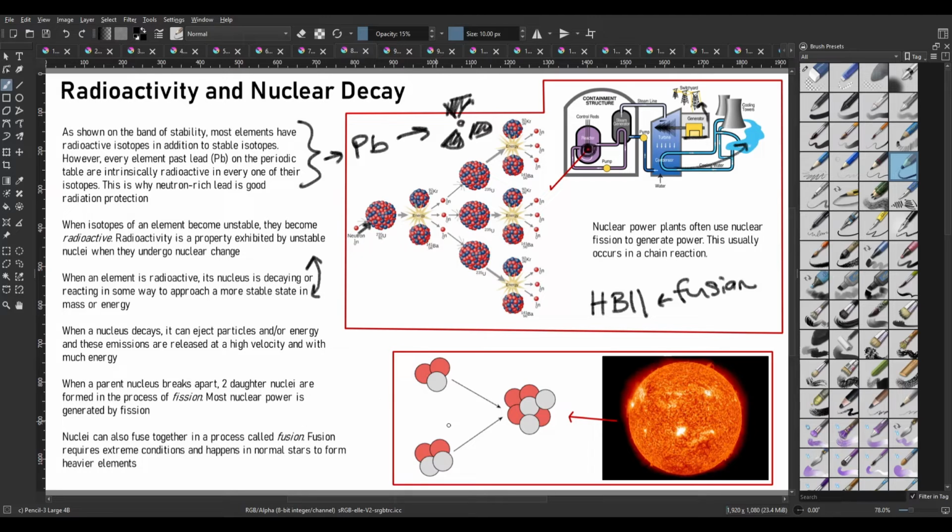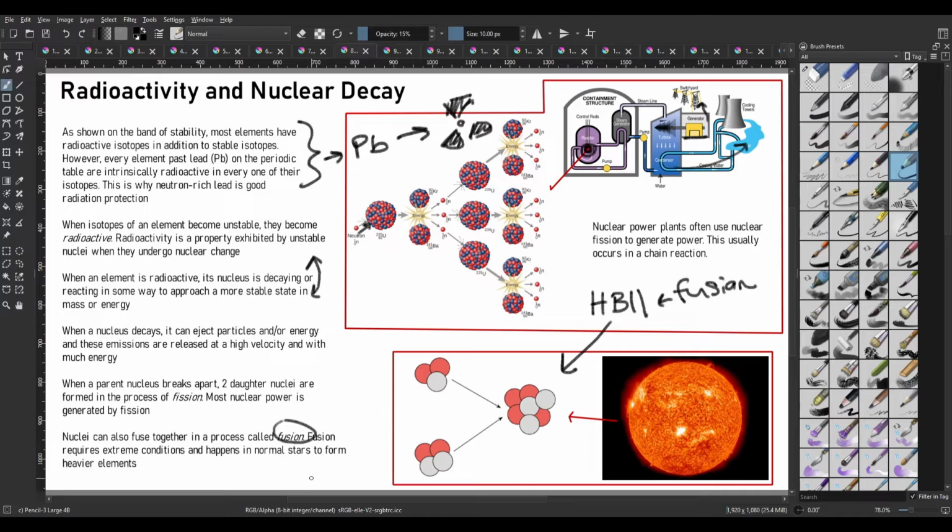And then on the flip side of things, we're going to be looking at fusion. Fusion is when nuclei fuse together. This is really only going to happen in extreme conditions, and it happens in normal stars like our sun here to form heavier elements, so elements like iron and that sort of thing. Not like hydrogen. Hydrogen and helium, of course, are going to be in the sun, but through fusion you're going to get heavier elements like iron and whatnot. Again, HB11 is also going to be fusion down here, except this is on Earth, of course, and not in the sun. This is an energy project on Earth. This is in the sun.